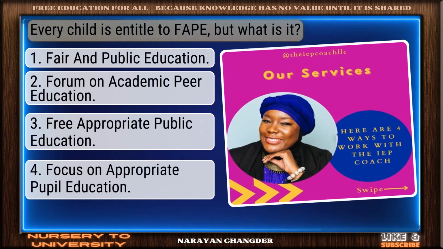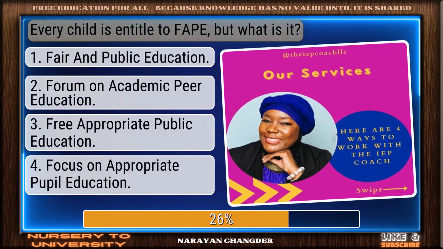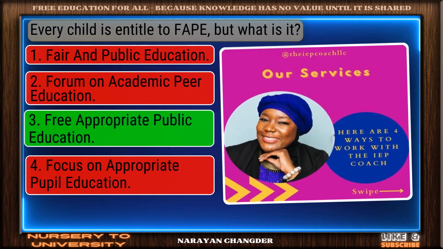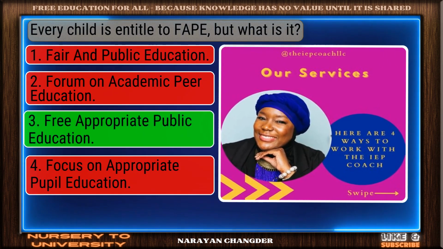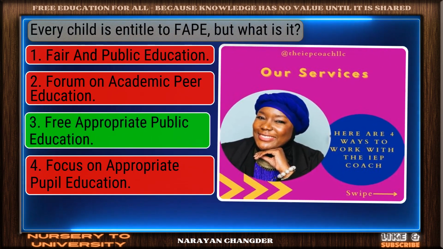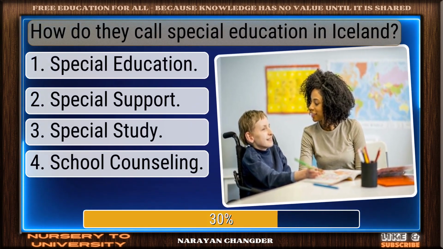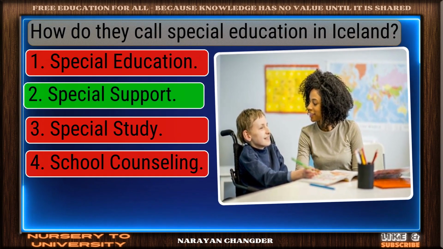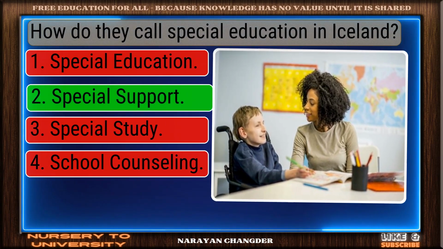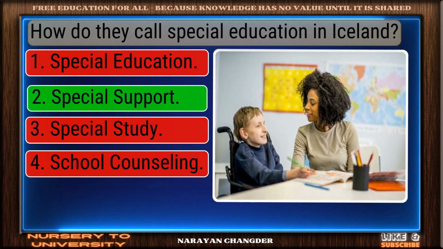Every child is entitled to FAPE, but what is it? Smart pick. Free appropriate public education is the correct choice. How do they call special education in Iceland? Correct. Special support is the right answer.